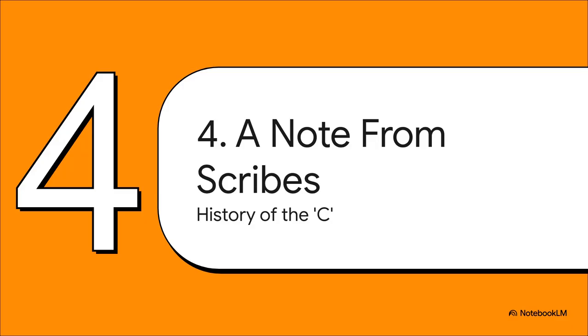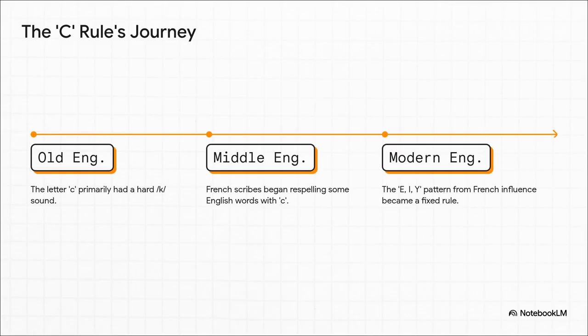But why? Why this rule? Is it just some random, weird quirk of English? Not at all. The answer is actually like a fossil of linguistic history, and it was left behind by French scribes centuries and centuries ago. You see, this rule didn't just appear out of thin air. Way back in Old English, the letter C was almost always hard, just like a K sound. But then, after the Norman conquest back in 1066, French became the language of the English court. And with it, French scribes brought all their spelling and pronunciation rules with them.